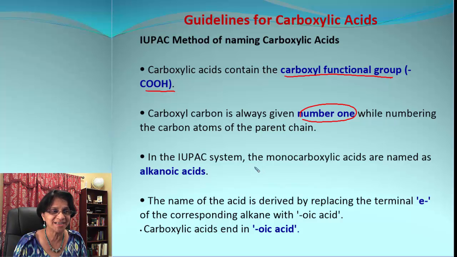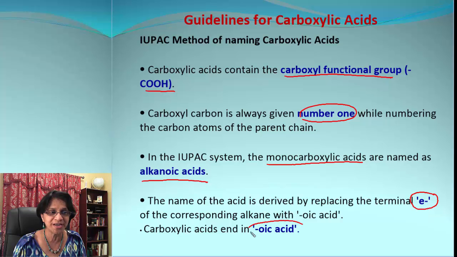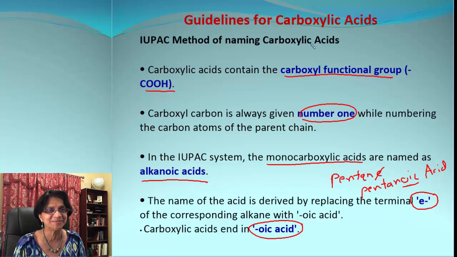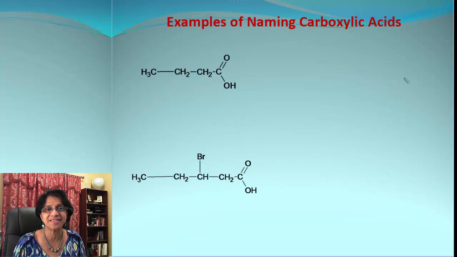Then the next part is that all the monocarboxylic acids we call alkanoic acids. What it means is, if you find the parent name of that particular carbon chain, then the E is replaced by oic acid. Let's take for example, if we have an alkane with pentane, a 5 carbon chain, the acid with 5 carbons will be called, we remove that E and we add oic acid. So it will be pentanoic acid. Is that simple? Let's actually work on some examples.